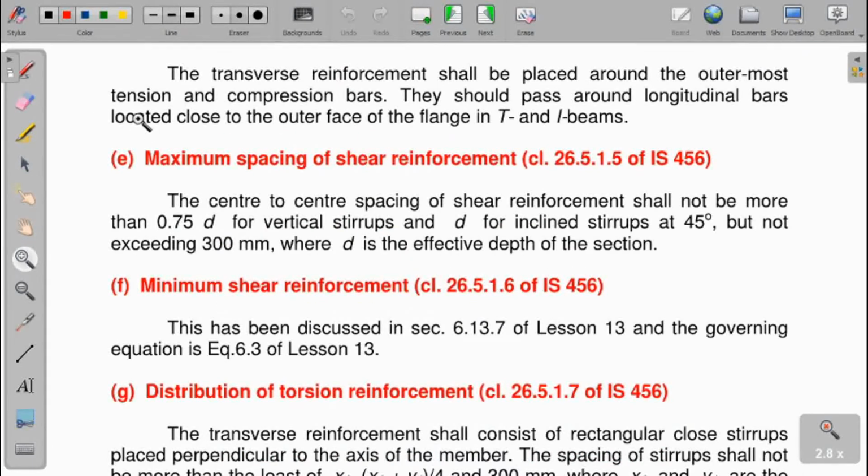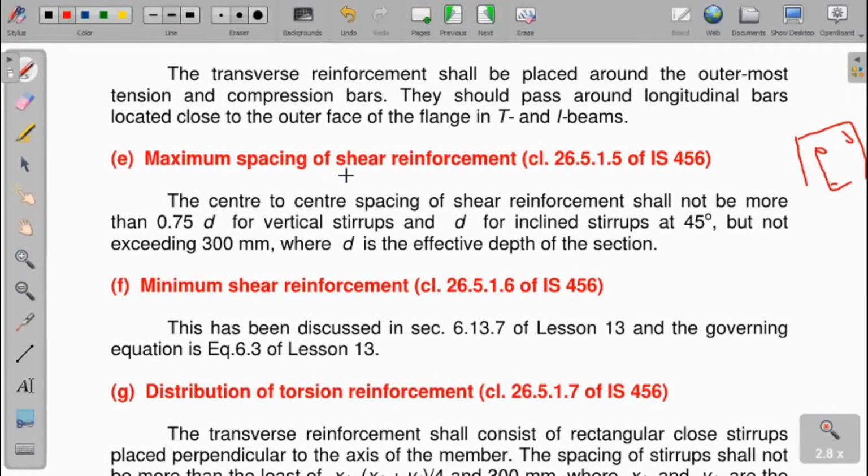Transverse reinforcement. The transverse reinforcement shall be placed around the outermost tension and compression bars. They should pass around the longitudinal bars located close to the outer face of the flange in T and L beams. So it is saying that it should be just outside the outermost tension reinforcement. If we have tension reinforcement here and compression reinforcement here, then exactly from the outside we have to provide the torsion bars.